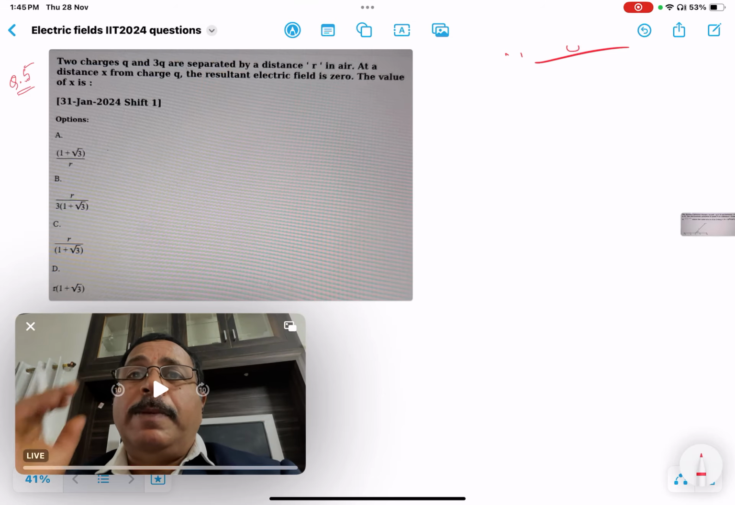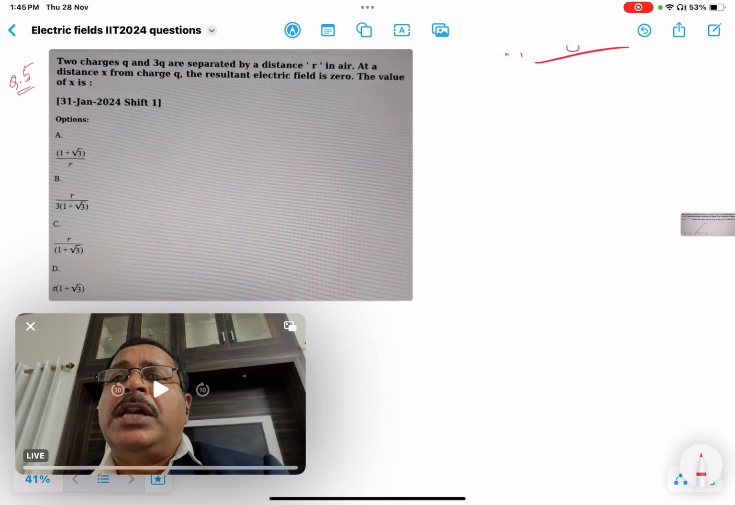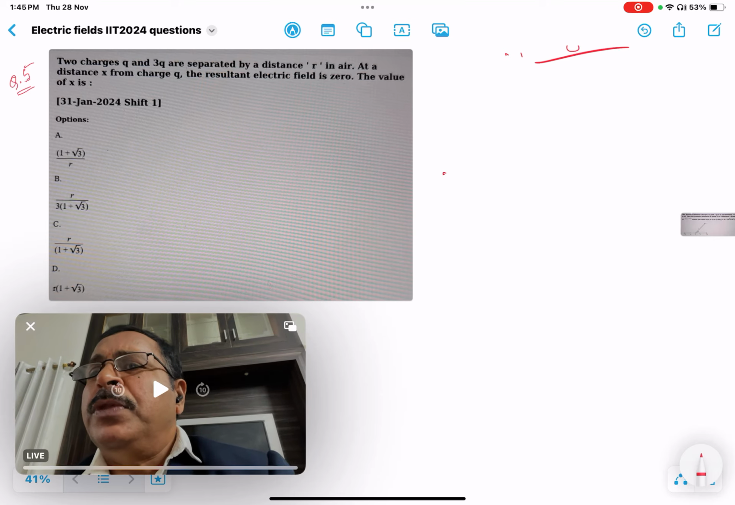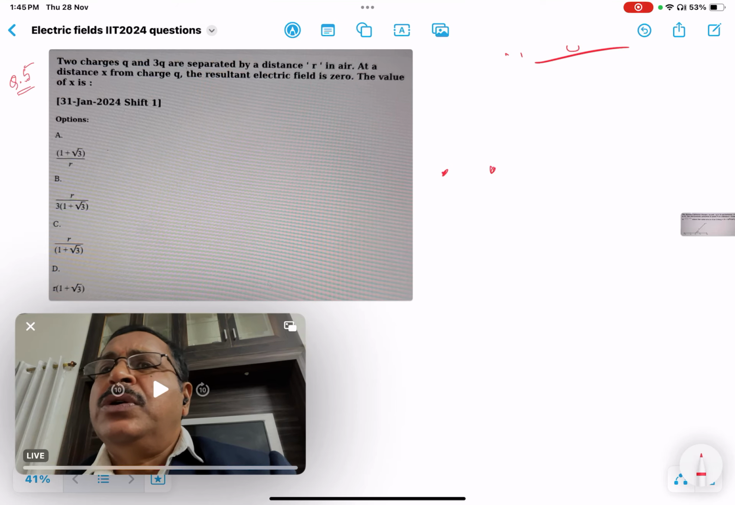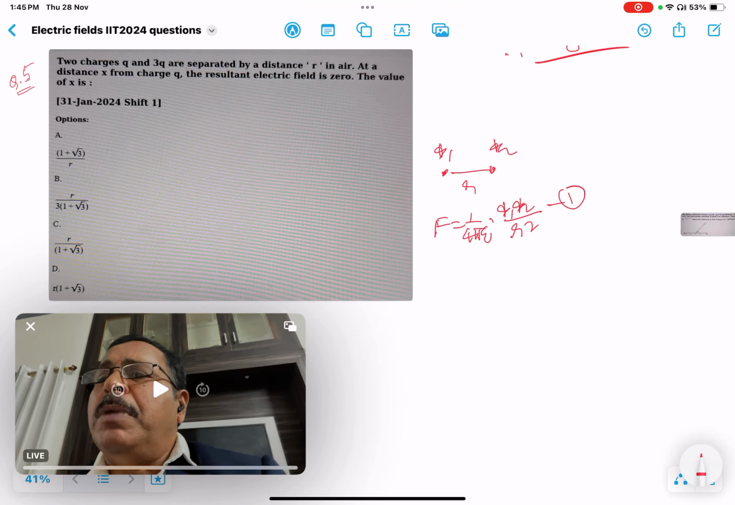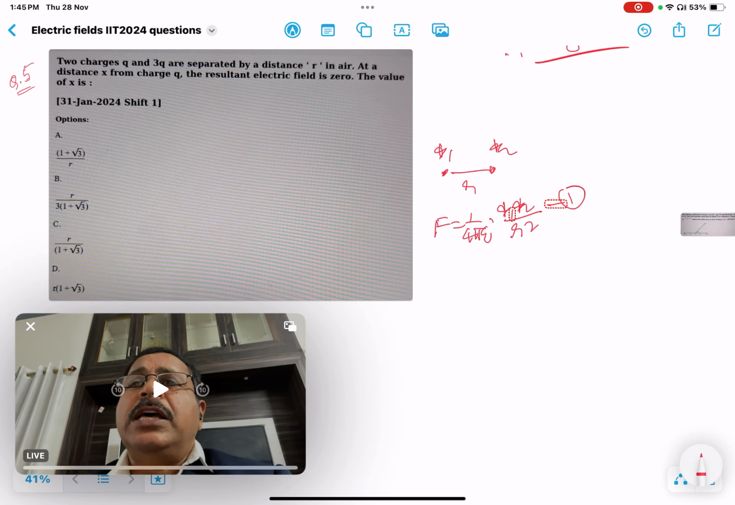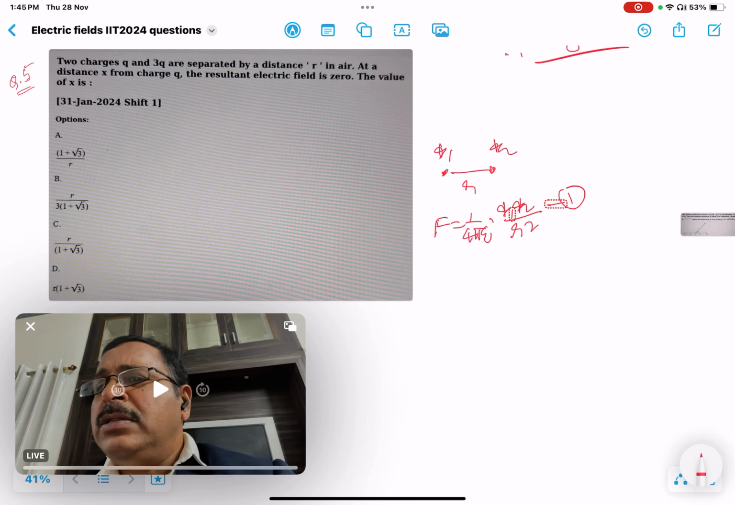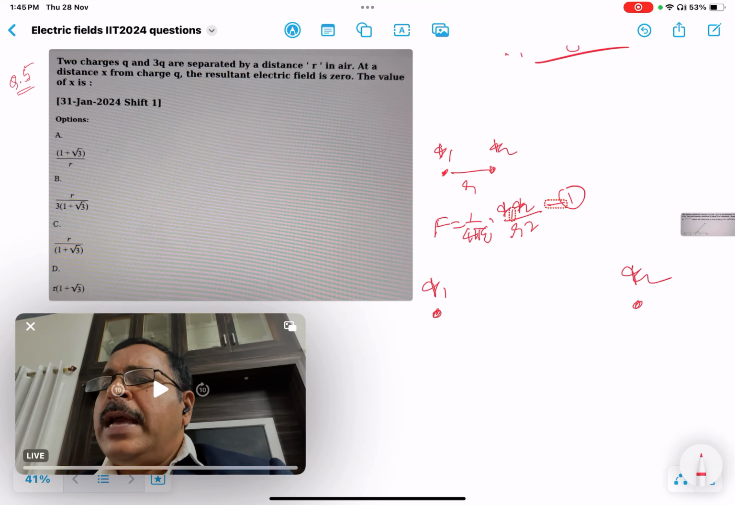Now, I want to explain the fifth question. Two charges Q and 3Q are separated by distance r in air or vacuum. So I am considering two charges here, Q1 here, Q2 here, separated by distance r. Then force equals 1 by 4 pi epsilon naught Q1 Q2 by r square. This is equation number 1. Now I am enlarging these charges, Q1 and Q2. They are separated by some distance.